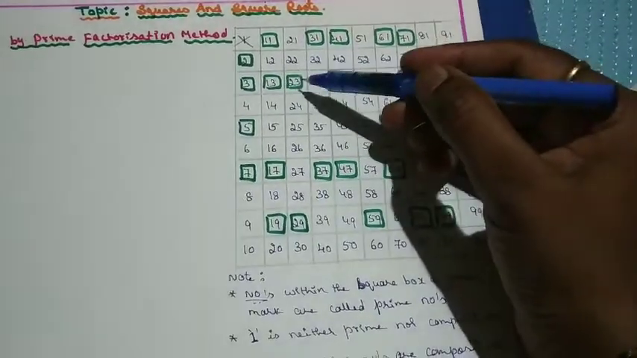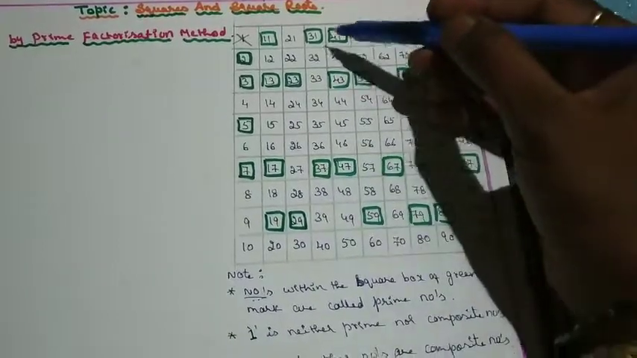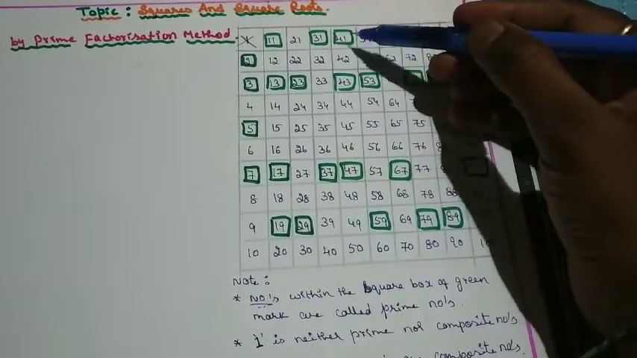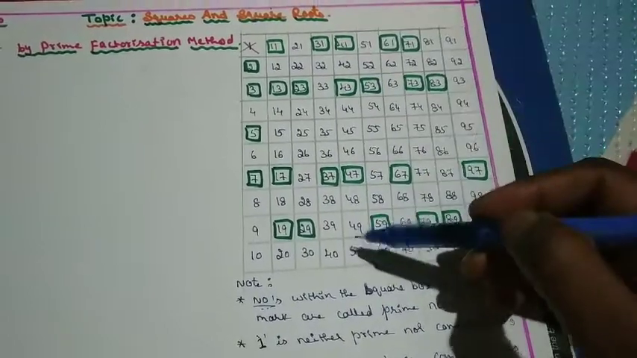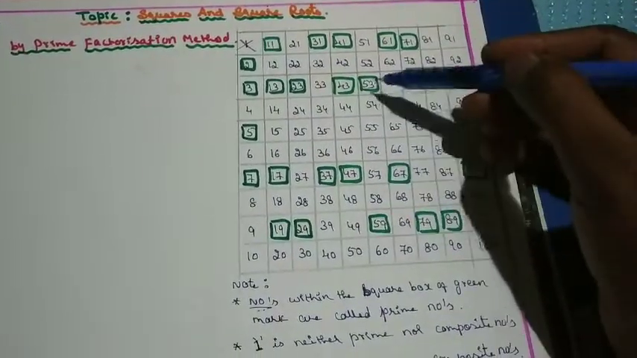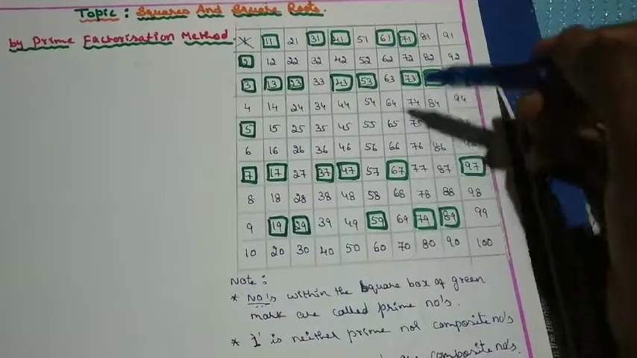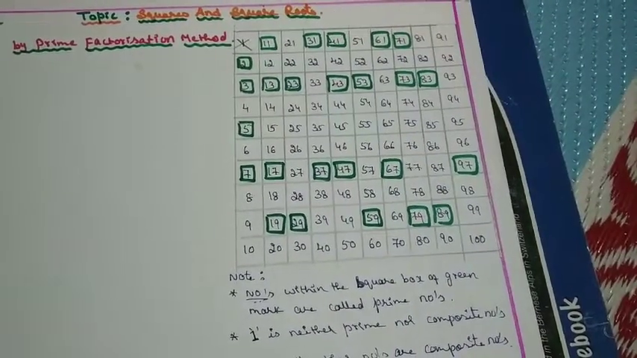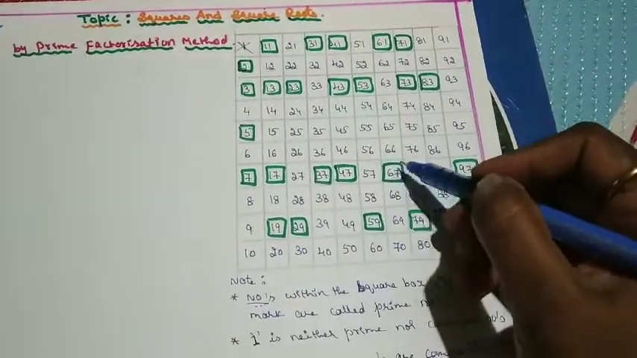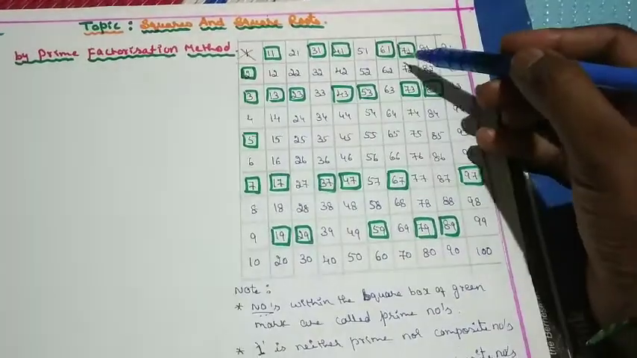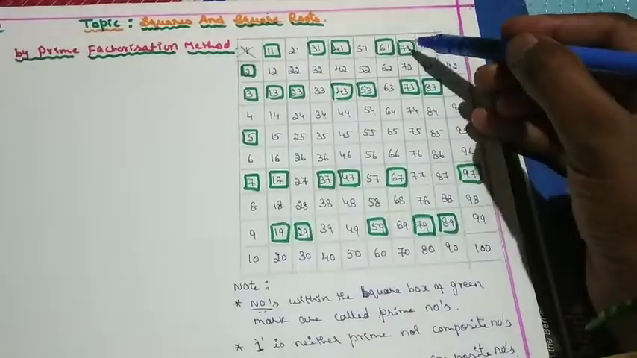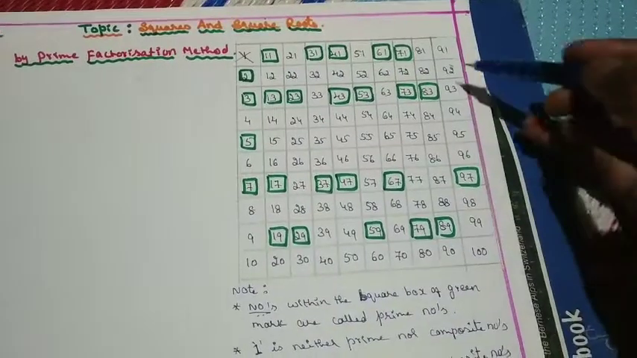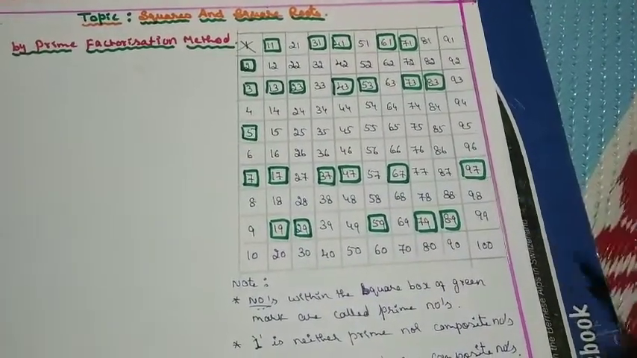From 21 to 30, 23 and 29 are prime numbers. From 31 to 40, 31 and 37 are prime numbers. Then 41, 43, 47 are the prime numbers from 41 to 50, and from 51 to 60, 53 and 59 are prime numbers. From 61 to 70, 61 and 67. 61 comes in the 1 table and 61 table, and 67 comes in the 1 table and 67 table. Therefore, they are prime numbers. 71, 73, 79 are the prime numbers from 71 to 80, in 81 to 90, 83 and 89 are prime numbers, and from 91 to 100, 97 is the prime number.